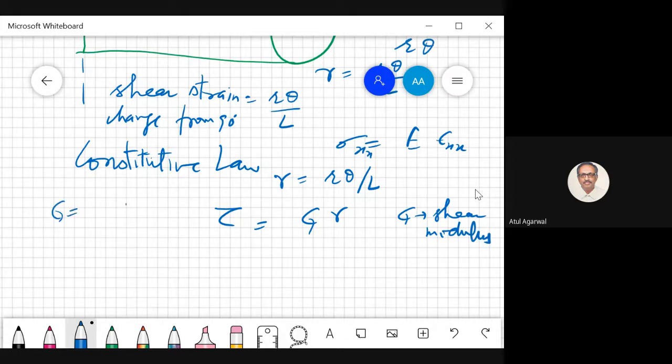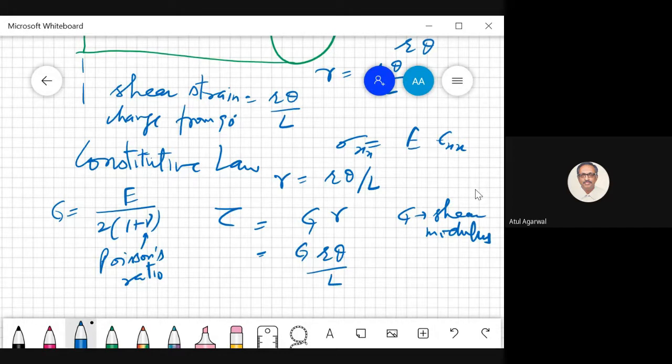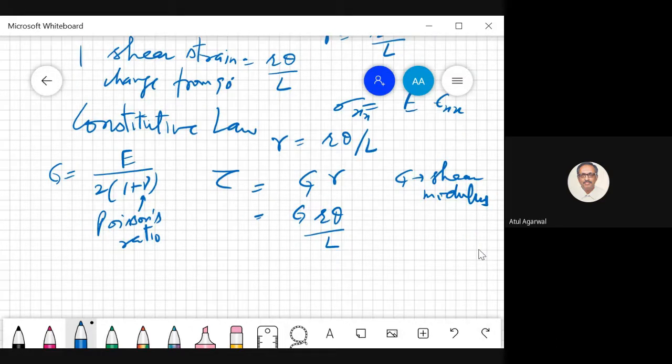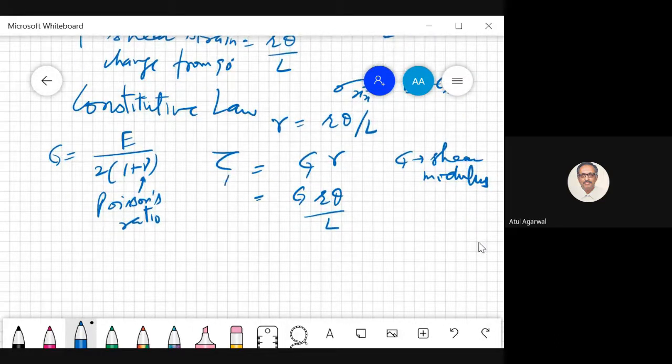This G is equal to E upon 2 into 1 plus nu, where nu is the Poisson ratio. So this is the shear stress. The shear stress in this case becomes G r theta by L. You see your shear stress is a function of r, the distance from the axis of the shaft. Now you will realize that this shear stress is nothing but tau theta z. I will explain how.